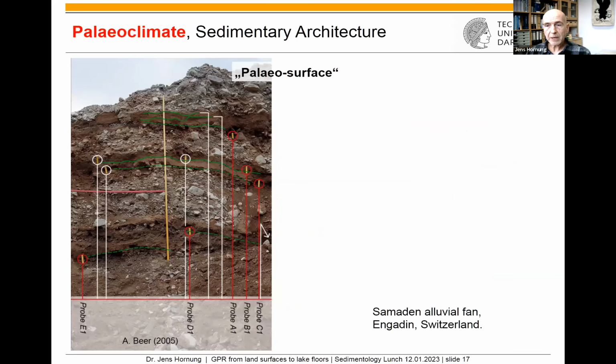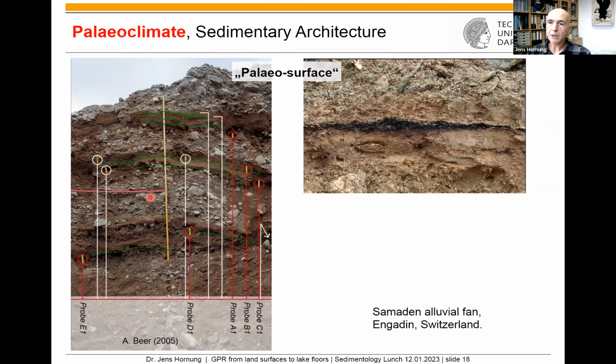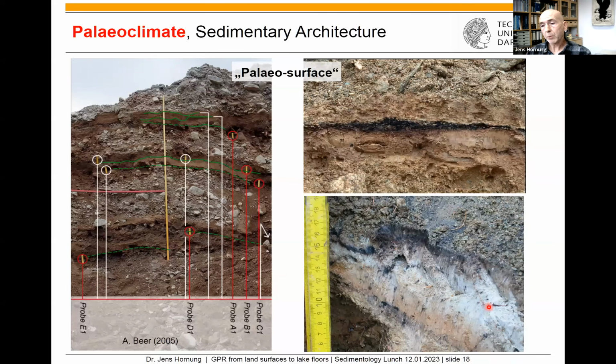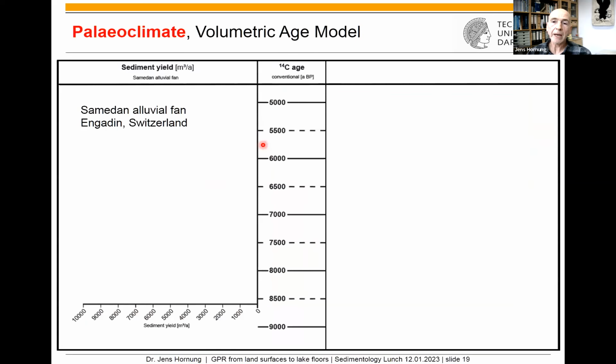Now I come back to these paleo surfaces, these fine-grained horizons here. And this is how they look like. And they have a volume in between. And this volume, of course, can be quantified with the 3D GPR survey. This is how they look like. They have charcoal and also initial soils, bleaching. And the good thing is the charcoal layers can be dated by C14. So we have a volume in the age model, a volume age model. There's the age. This is the volume, the sediment yield per year.